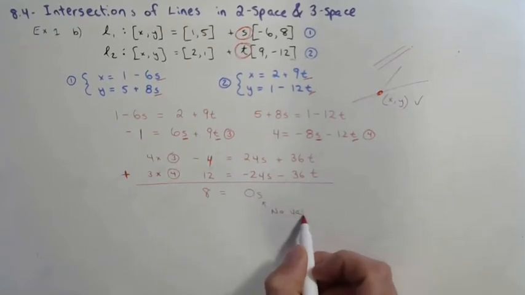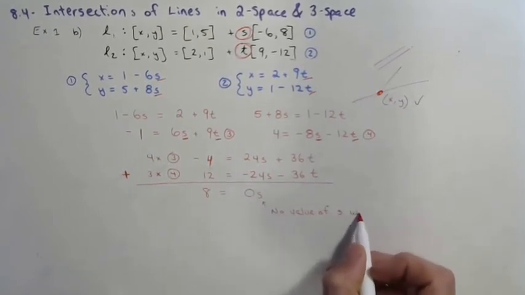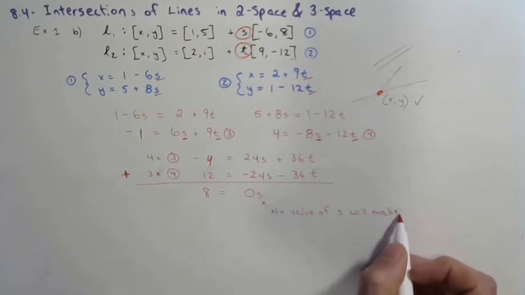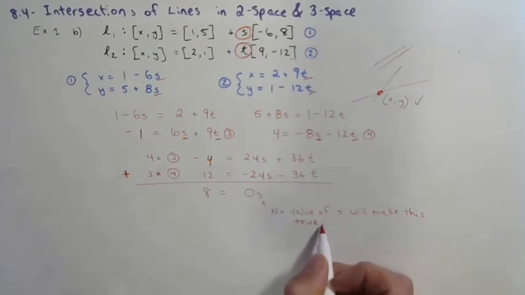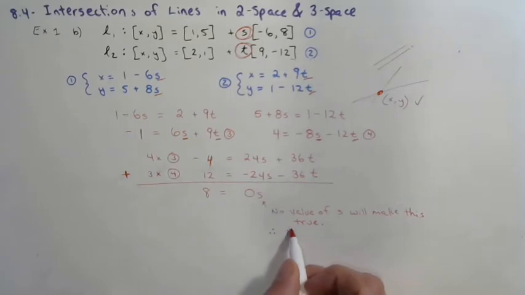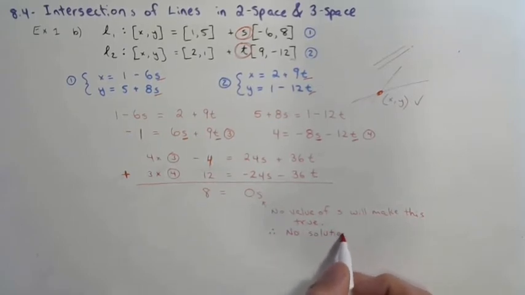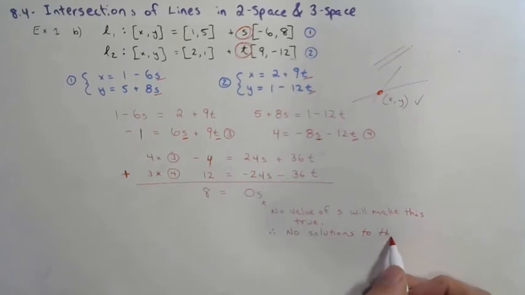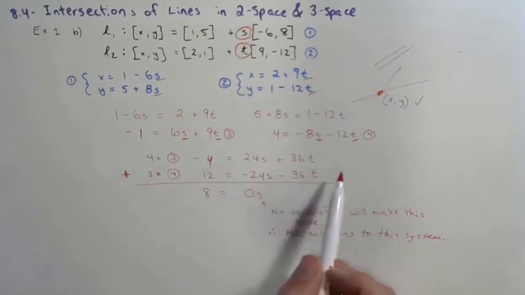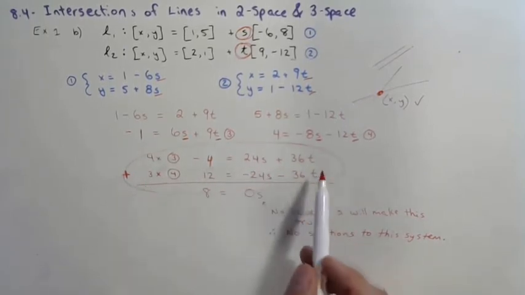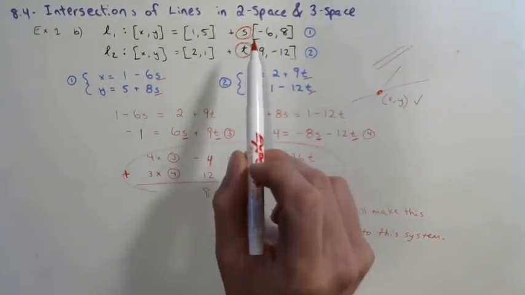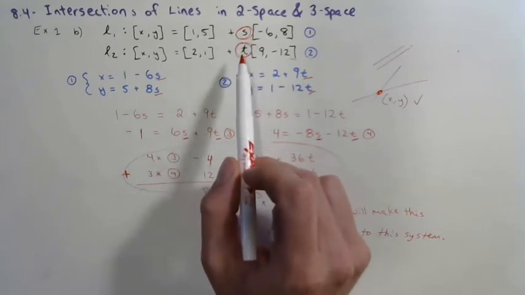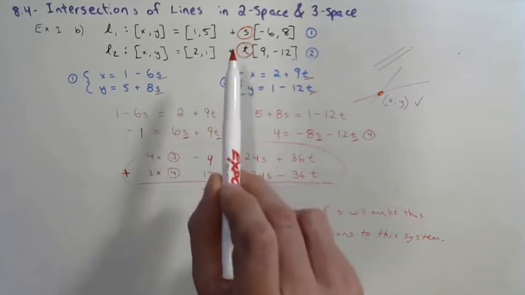No value of s will make this true. Therefore, no solutions to this system. Okay, and if there are no solutions for this system, for an s and t, then there are no solutions for this system. There's no value of s or t that can get these lines to go through the exact same point.